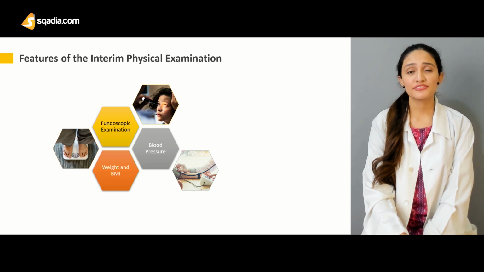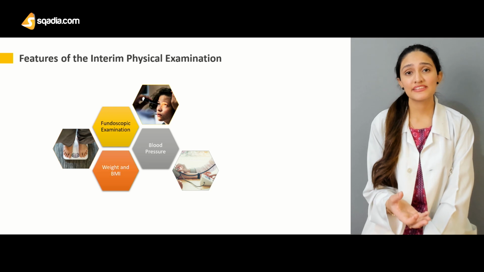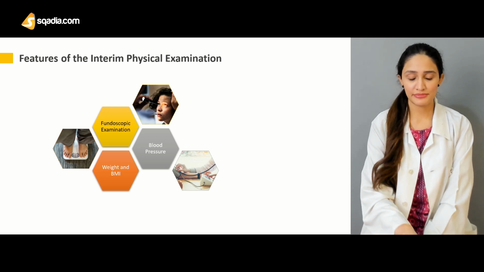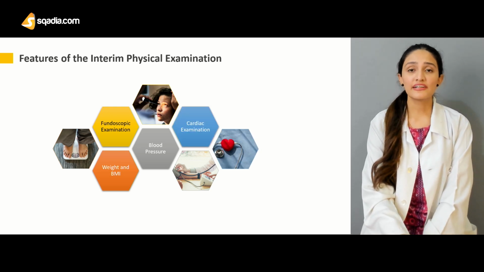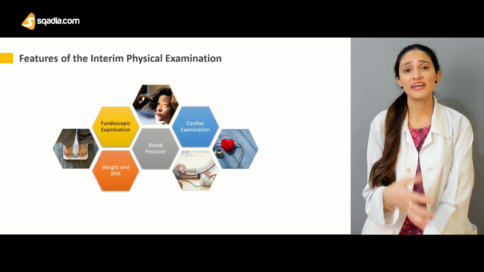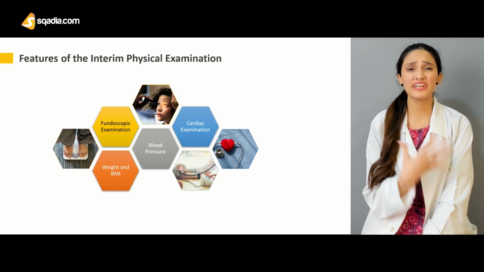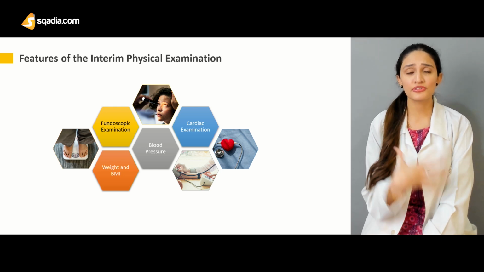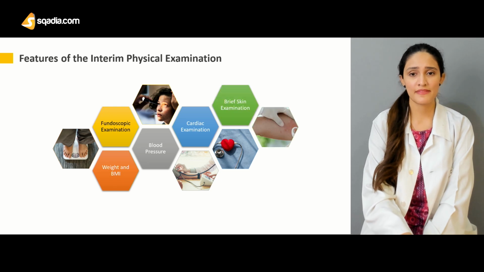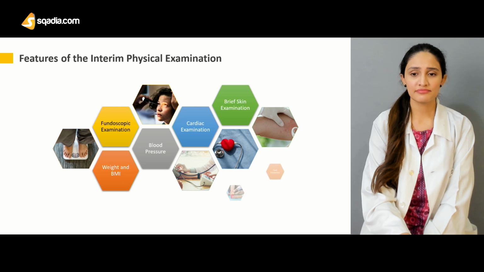Blood pressure, as you all know, blood pressure and diabetes mellitus might coexist, and it's very necessary to examine the patient for any sort of high blood pressure. Cardiac examination: a patient with obesity could have other cardiovascular diseases such as atherosclerosis, so it's very necessary to have a thorough cardiac examination. Brief skin examination, like I mentioned, skin turgor.